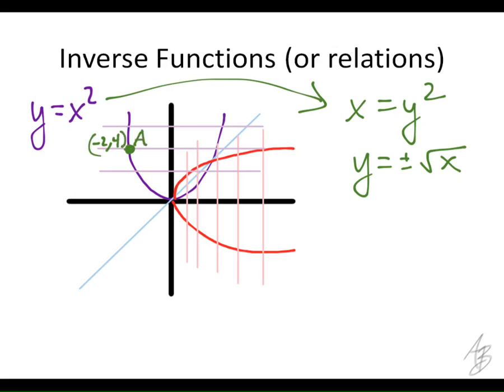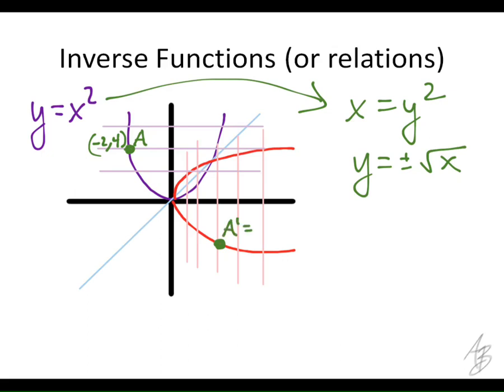I'll call that point A. What point corresponds to that point on the inverse over here? What do you say, Ethan? 4, -2. So if we go to 4, -2, I'll call that A prime.